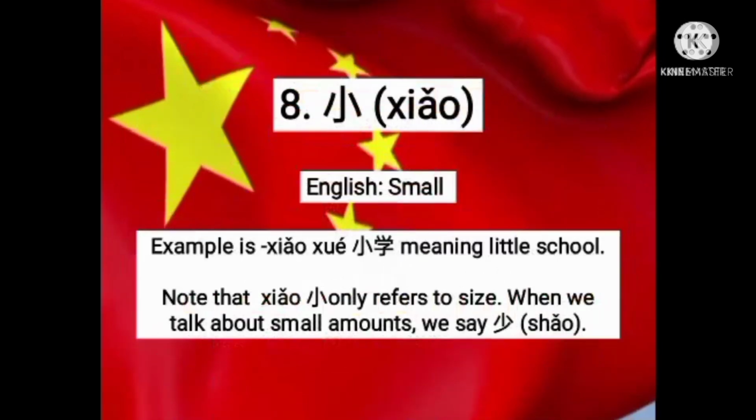Number 8 is Xiao, in English, small. An example is Xiao Xue, meaning little school. Note that Xiao only refers to size. When you talk about small amounts, we say Xiao.